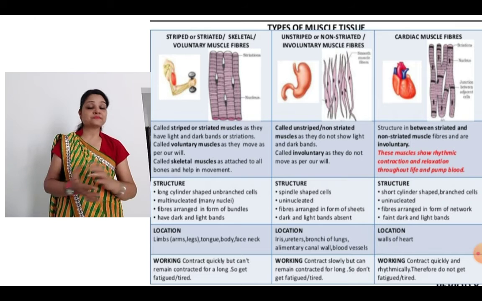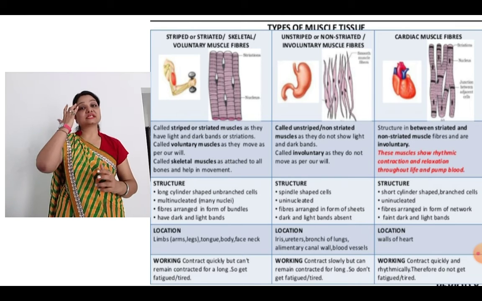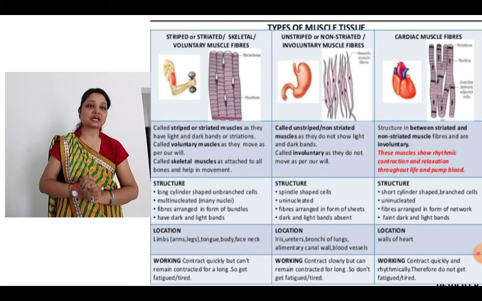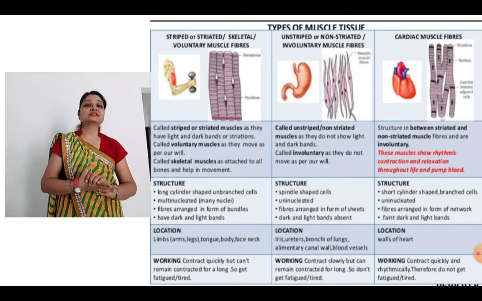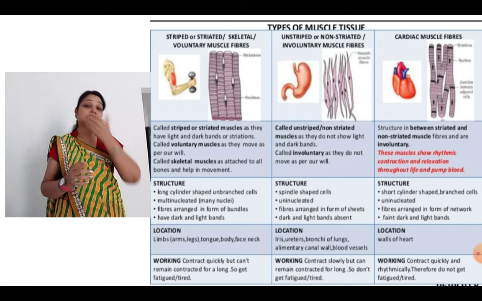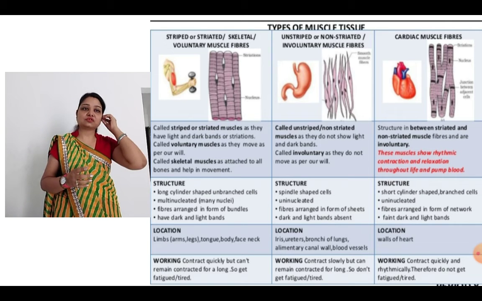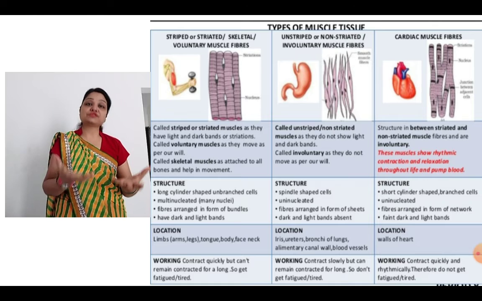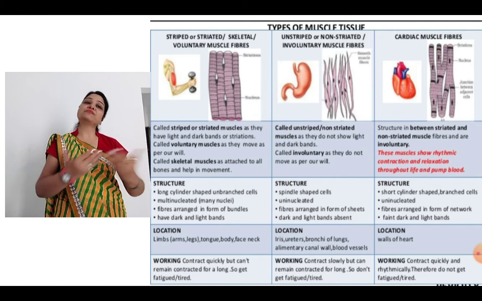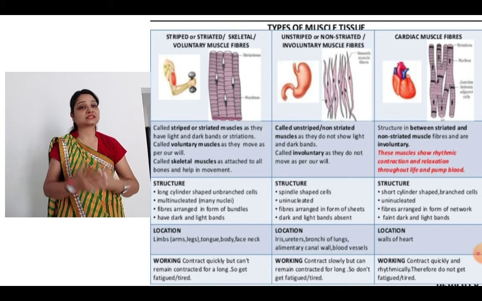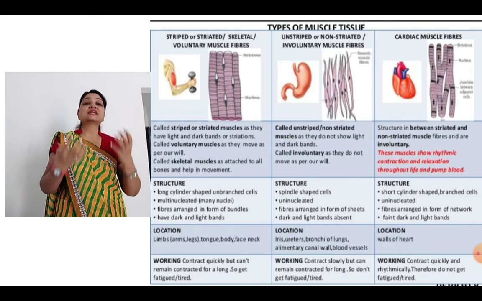Again a difference. Now the third type of muscle is the cardiac muscles. As the name suggests, it is found in the heart region, right? The structure is between striated and non-striated muscle fibers and they are involuntary. They show rhythmic contraction and relaxation. The movement of the heart, you know, is the movement shown by these muscles because cardiac muscles are found in the heart, the cardiac region.